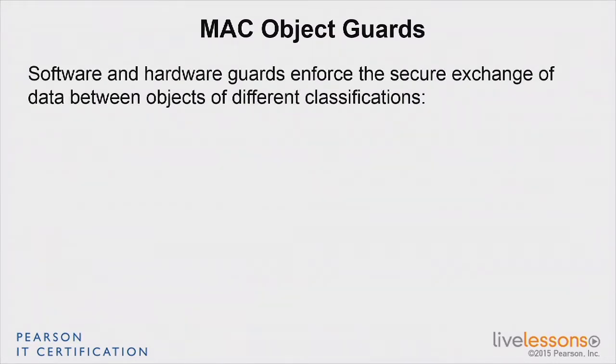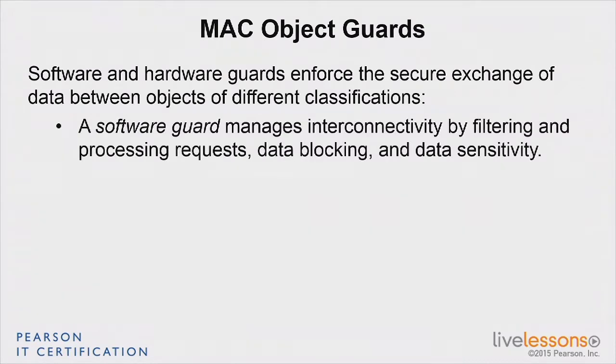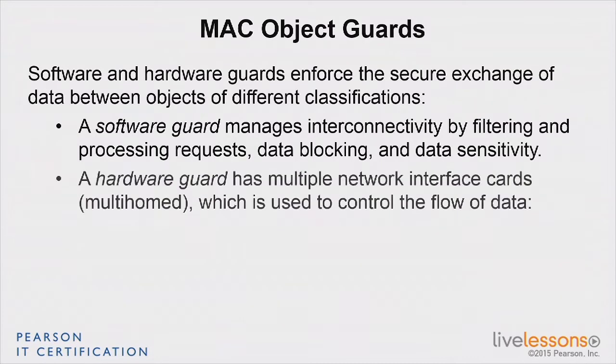MAC object guards are software and hardware guards that enforce the secure exchange of data between objects of different classifications. A software guard manages interconnectivity by filtering and processing requests, data blocking, and data sensitivity.